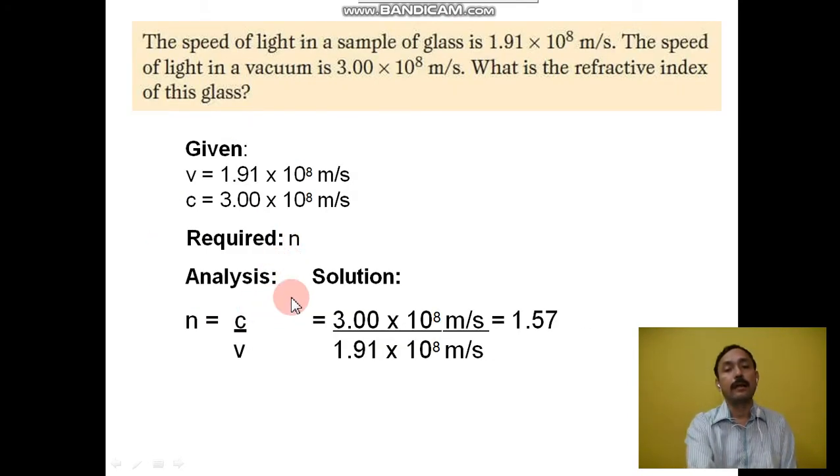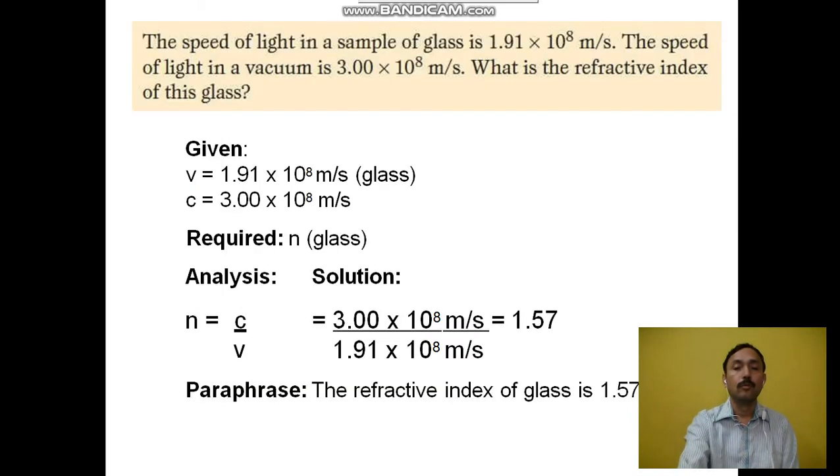Analysis: the formula is n equals c by v. So c means 3 into 10 to the power 8 meter per second, and v means 1.91 into 10 to the power 8 meter per second. So the refractive index becomes 1.57. We will write the paraphrase as: the refractive index of glass is 1.57.